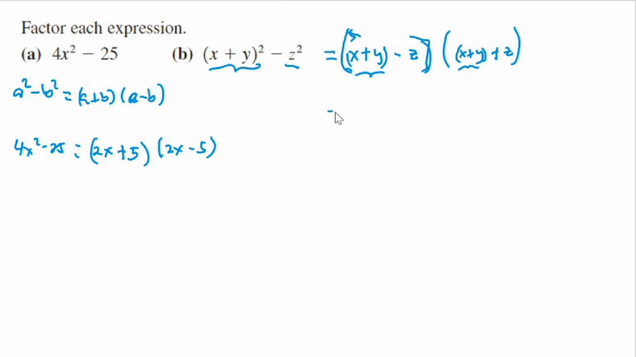All right. And then simplify further. We can write now x. Removing the parentheses, we have x plus y minus z times x plus y plus z.